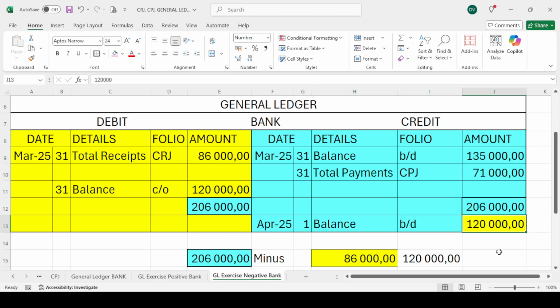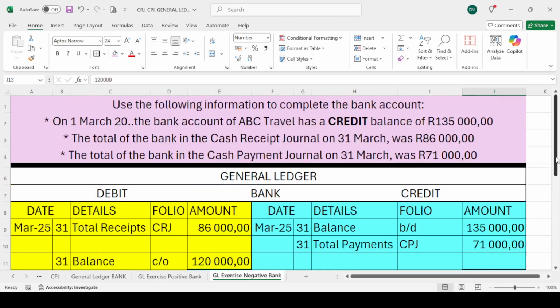Regardless, guys, of whether the bank has a debit balance or a credit balance, the process or the procedure for you guys to do the general ledger stays the same. You just follow the steps, and you're going to put the balance on the debit or the credit side wherever it belongs. It's important that you read the question carefully to make sure on which side it has to go. Okay, that is your responsibility.